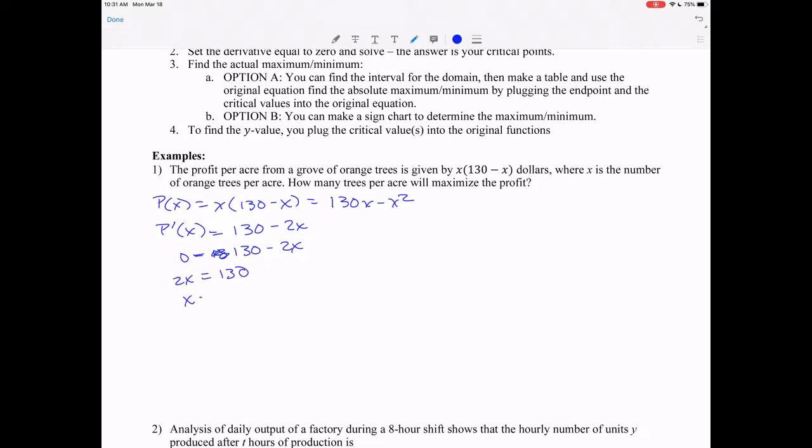And we solve for x. Now, we cannot just assume that that is our answer. We need to either make a table, which means that it has to be bounded, that we have to know that there's an upper bound and a lower bound, or we have to make a sign chart. So there's no interval, so we don't know an upper bound and a lower bound, so let's make a sign chart. So sign chart, because there's no interval.